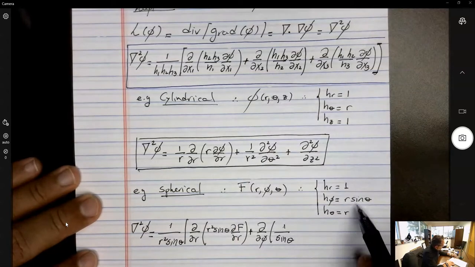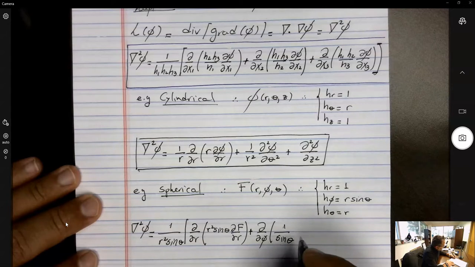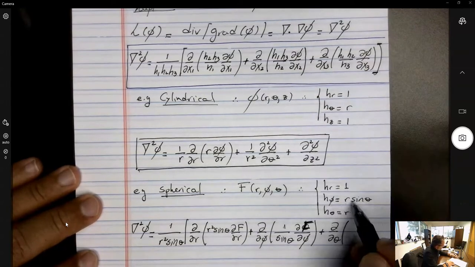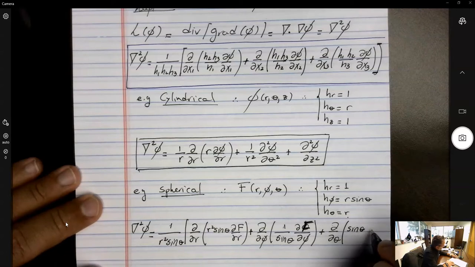So h2 is this one right here, df d phi, and the last term is plus the derivative with respect to theta, that would be h1 h2, which is this one, divided by h3. So we'll just have a sine in the numerator, and this will be the derivative of f with respect to theta.